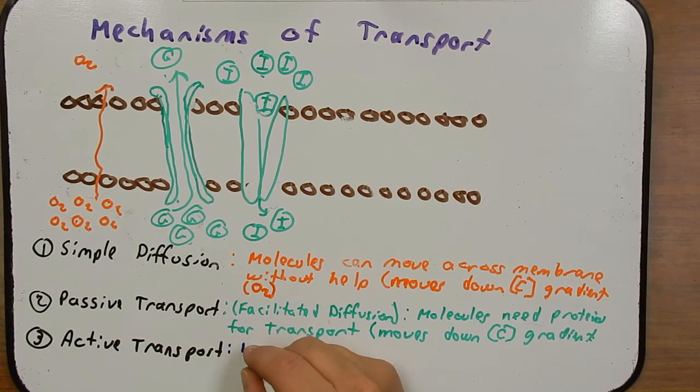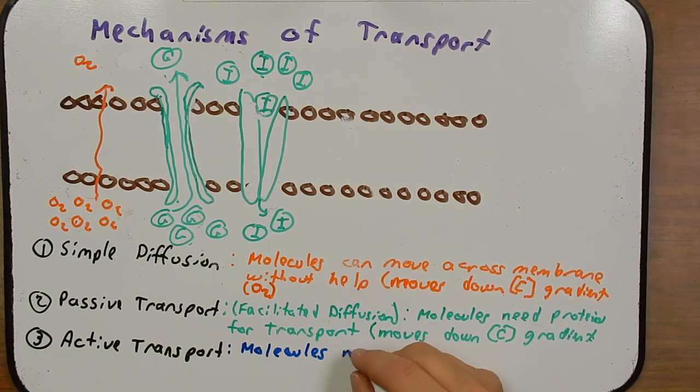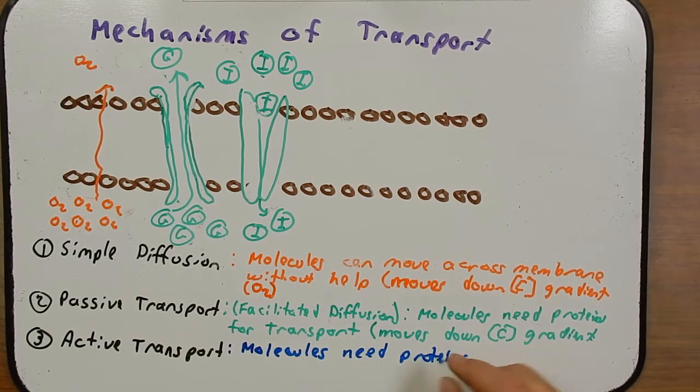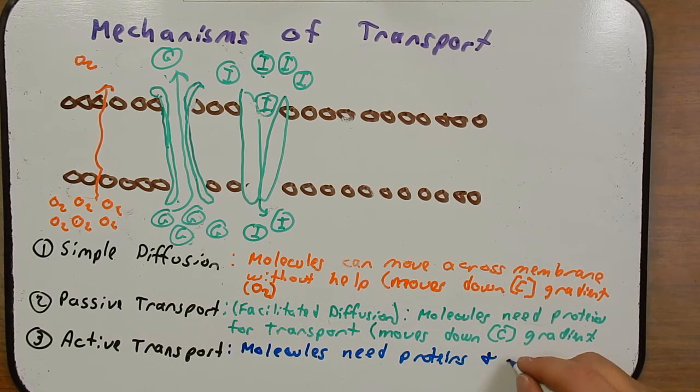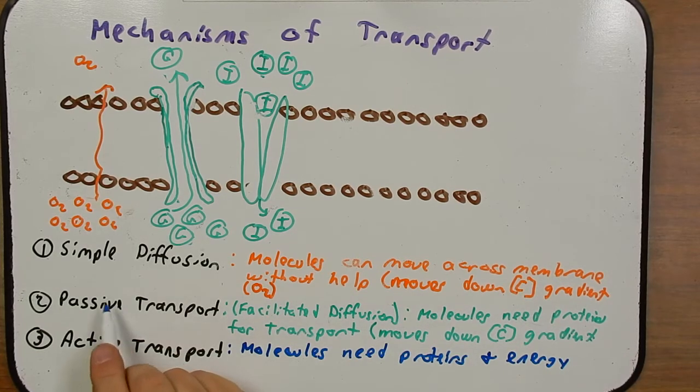This is a situation where molecules need proteins. So in this sense, they're like passive transport. So they need protein and energy. Passive transport and simple diffusion do not require energy. So this is the first one that requires energy. So it needs this energy for transport.